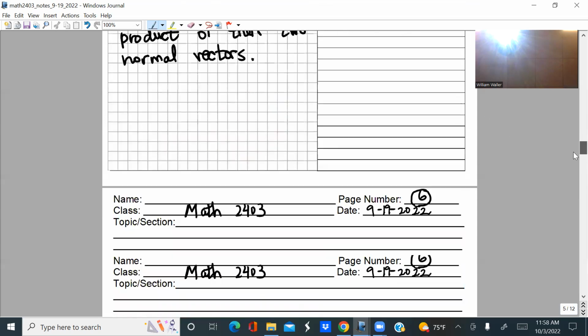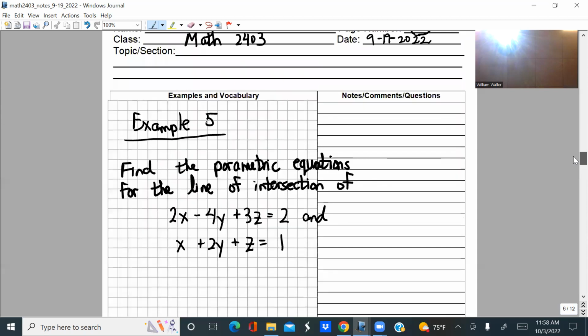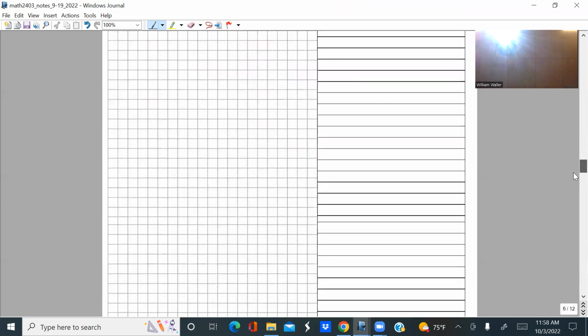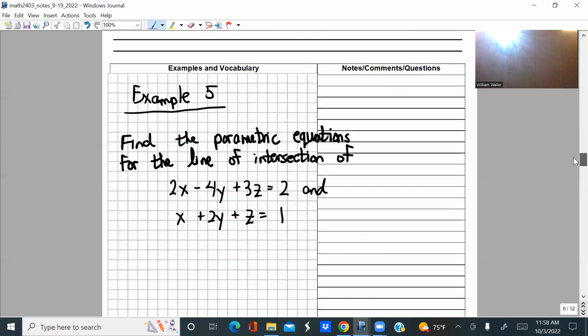All right, let's try this then in an example. I don't have a picture of this example, unfortunately. No. I wish I did, but I don't.